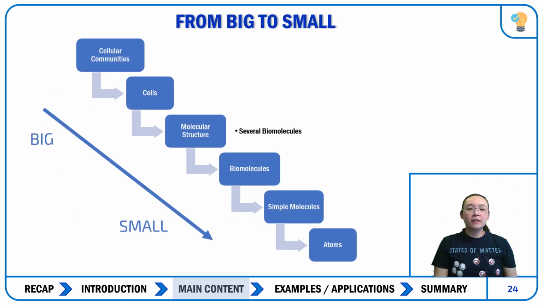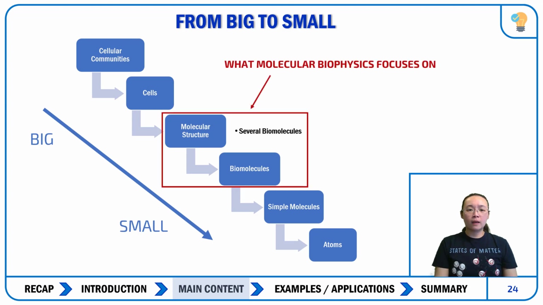So what exactly is molecular and cellular biophysics? First of all, this course focuses a lot more on the molecular side of things. In this chain, I've ordered things from big to small. So big, starting from cellular communities and going down to cells, to molecular structure, to biomolecules, then single molecules, and then atoms. I've circled biomolecules and molecular structures here because that is our focus for the entire course. We want to look at the building blocks of these four main macromolecules and see how they self-assemble into their molecular structures.